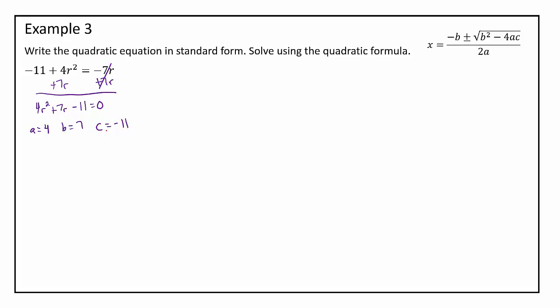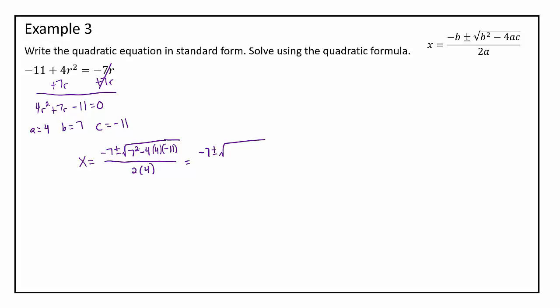When we're going to plug this in to our equation, we get negative 7 plus and minus square root of 7 squared minus 4a, which is 4, c, which is negative 11, and then on top of that is 2a, so 2 times 4. So I don't have two negatives here, so this stays negative 7.